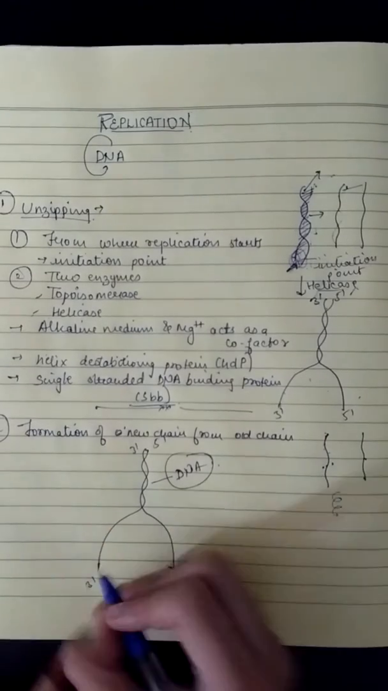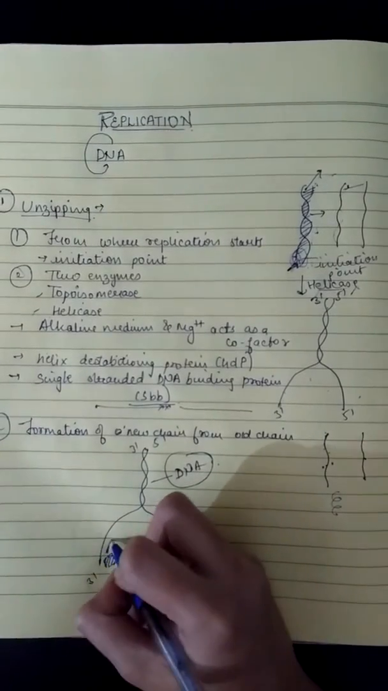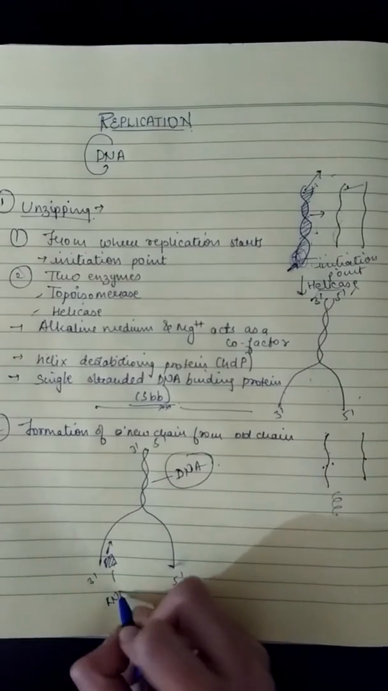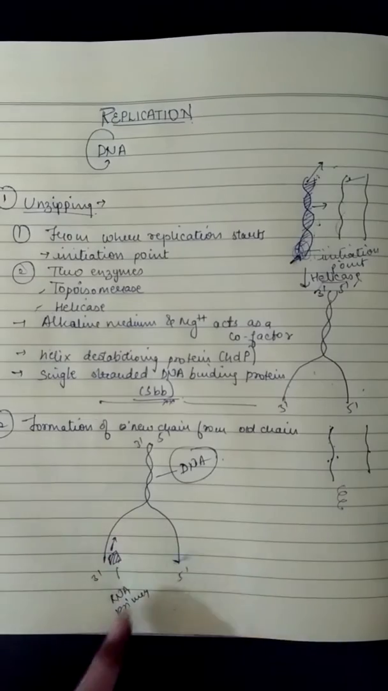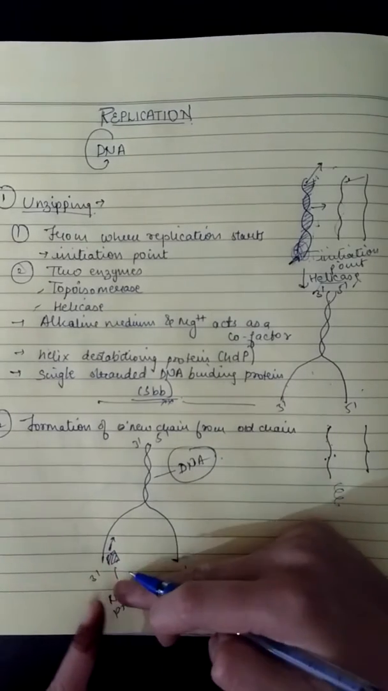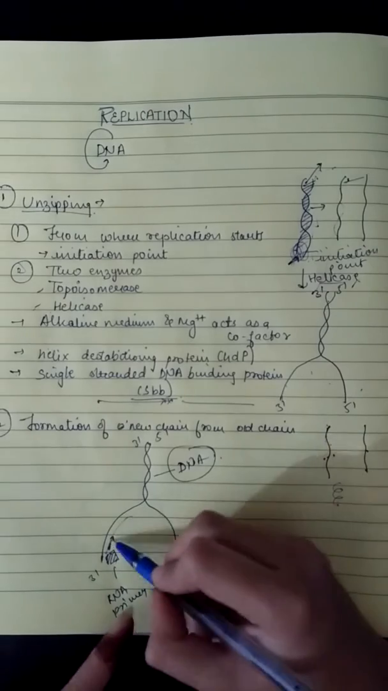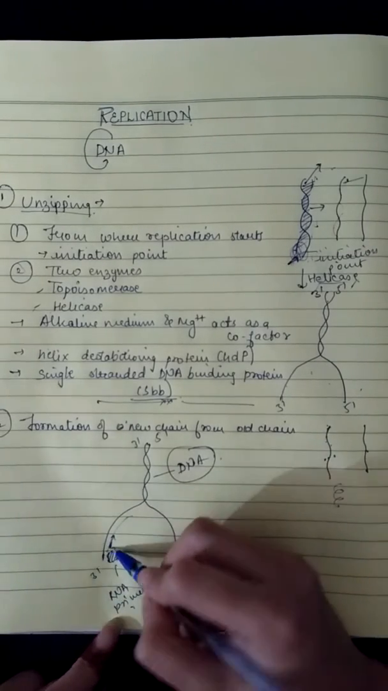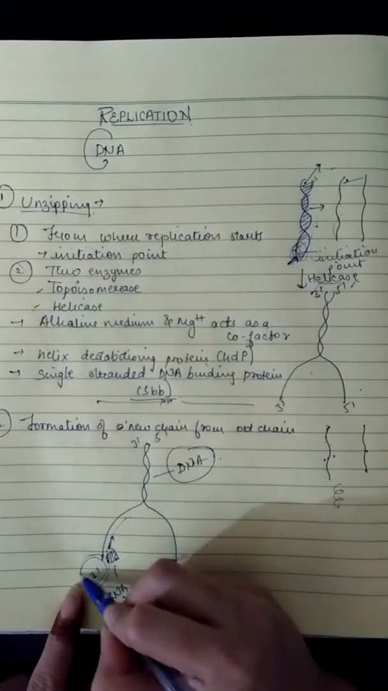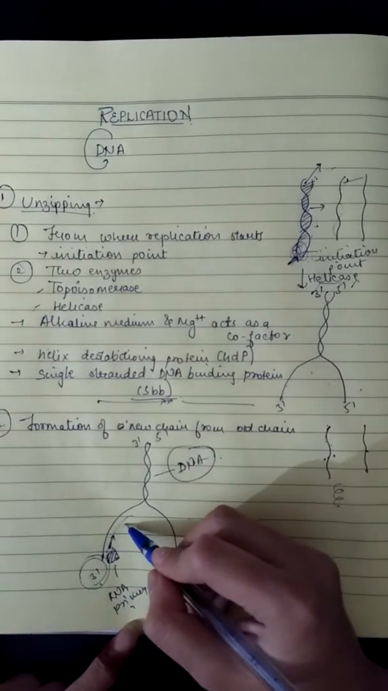अब इसके ऊपर RNA primer will act on it. This is RNA primer. अब on this chain formation of new chain will start. अब इसके ऊपर नई chain बननी start हो जाएगी. उसके लिए RNA primer is required. RNA primer इसकी 3 dash end पर लगेगा और उसके बाद इसका new chain का formation करेगा.